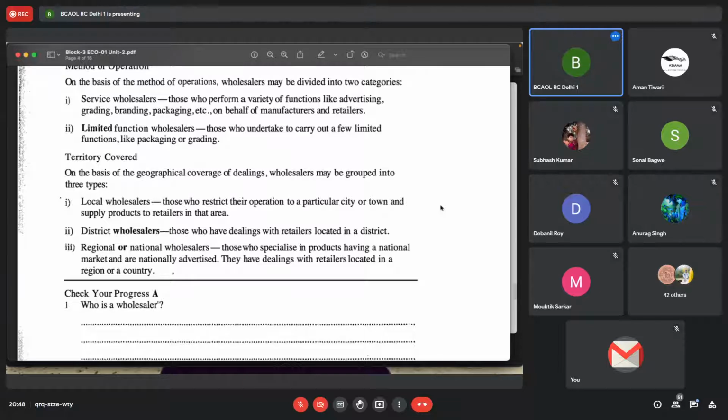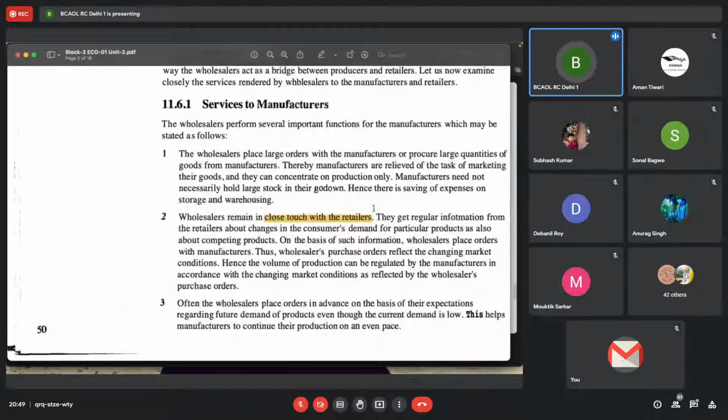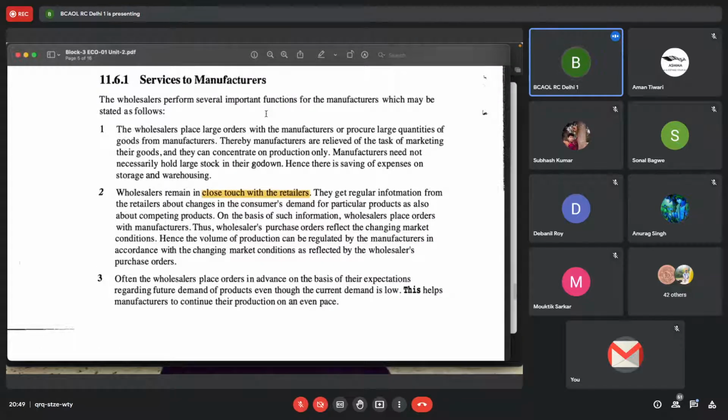Functions I've already repeated. Services to the manufacturers and to the retailers are almost overlapping, because, as we have discussed, first of all, they will be placing large orders with the manufacturers. The manufacturers have an incentive to produce. They get upfront cash. They also get credit from the wholesalers. They also provide information because they're in regular touch with the retailers, and the manufacturers can do better with the products. Almost similar points, so let me not repeat it.